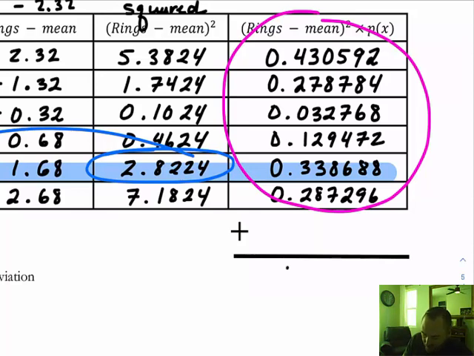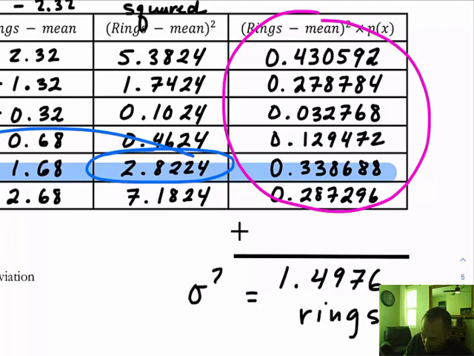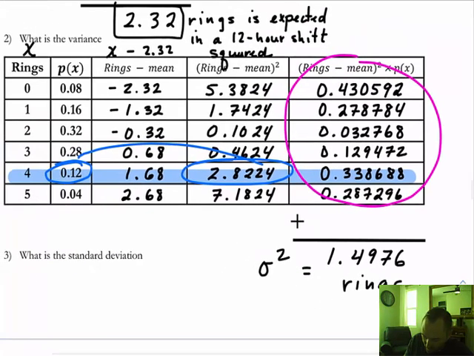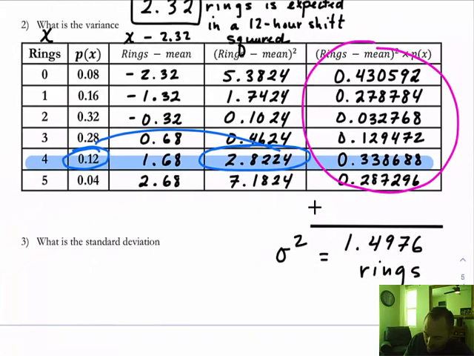So by adding those together, we get a grand total of 1.4976 rings. So this will be equal to our variance. And the last step, what we want to do is square root that to find the standard deviation. Again, don't round that value. I know it's tempting to go ahead and want to round it, but this is going to be our sigma. So sigma is equal to this quantity.